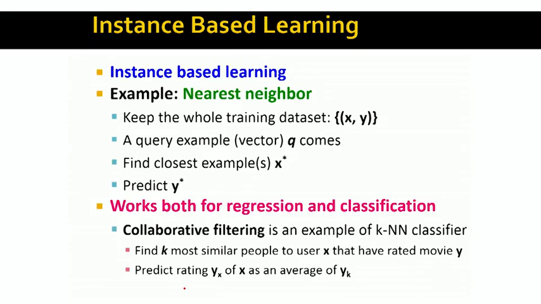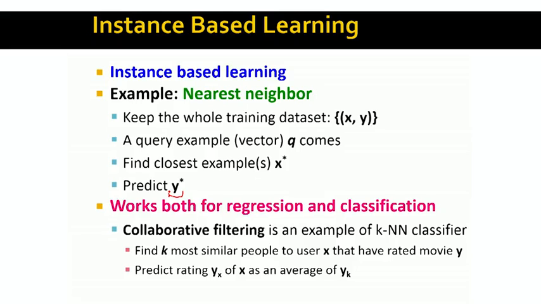The example of such a method is called nearest neighbor, right? Where the idea is that we take all our training data, all our XY pairs, let's say in memory or on the disk, and then whenever a new query example, let's call it Q, comes, we find other examples X prime that are similar to it, and then based on the labels of those examples, we predict the value Y star for the given query point Q.